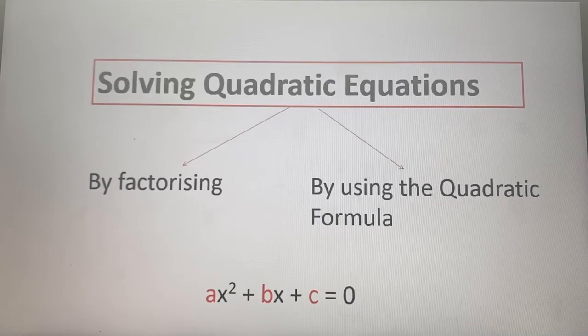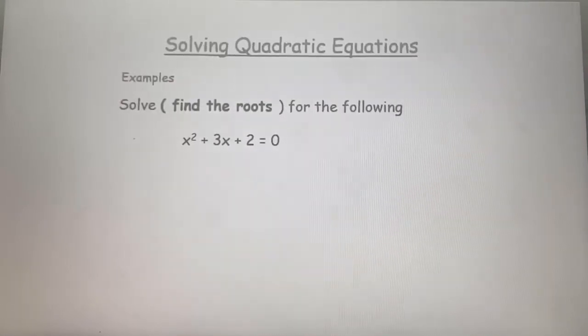So there's two ways that we can solve quadratic equations. We can solve by factorising if possible, or by using the quadratic formula, and we're going to look at both of those methods. So the first method we're going to look at is by factorising. So this example here, it says solve, and solving is the same thing as finding the roots or finding where the graph crosses the x-axis. That's what finding the roots means.